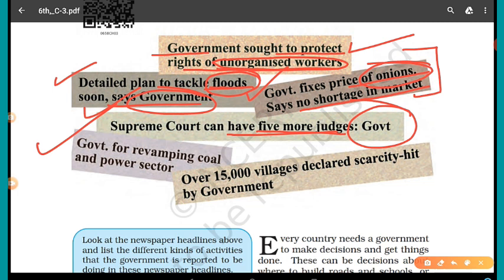Government for revamping coal and power sector. So coal means mineral, it is one of the minerals. So minerals and power resources also are in the hands of the government, and the major decisions are taken by the government.